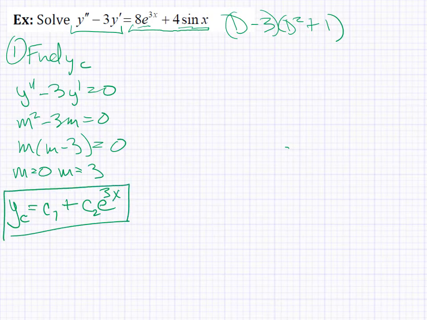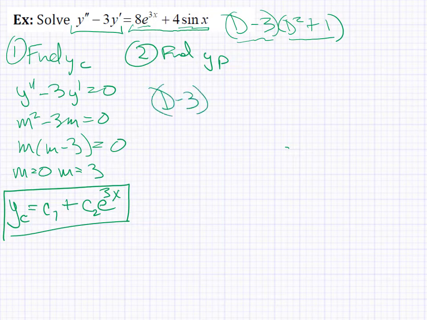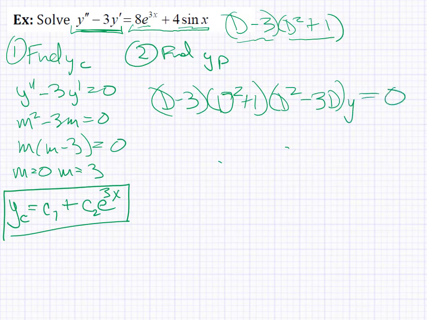All right, second step, find y sub p. And we're going to do it using this annihilator approach. Since we already know what the annihilator is, I'll apply it to both sides of the equation. So I get D minus 3 times D squared plus 1. This equation turns into D squared minus 3D, and the right-hand side annihilates to 0.